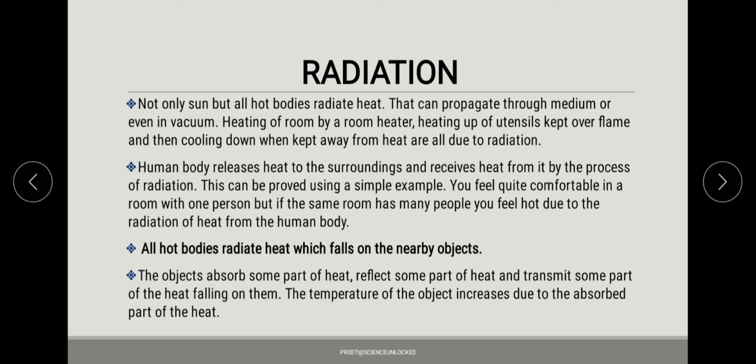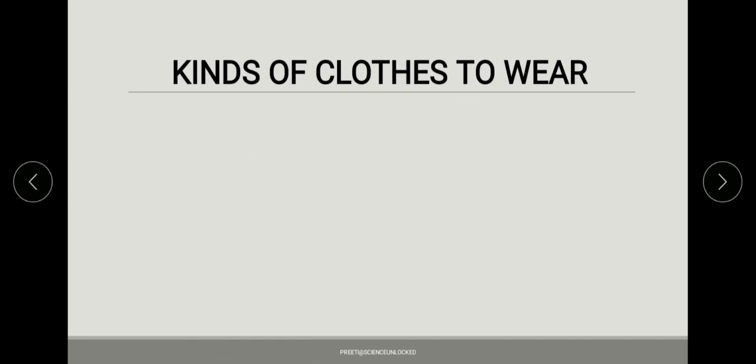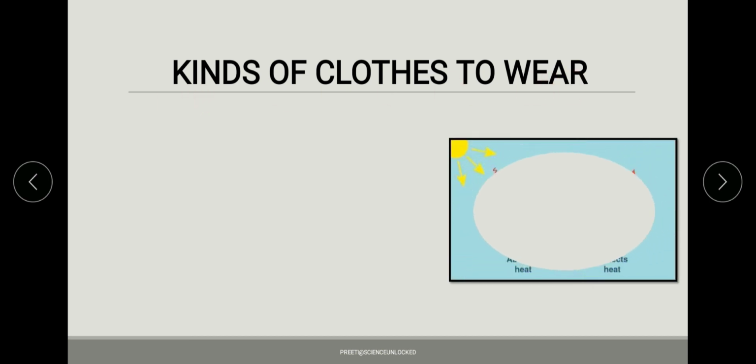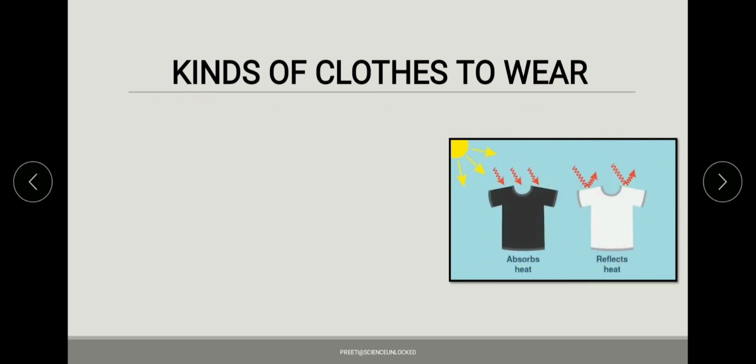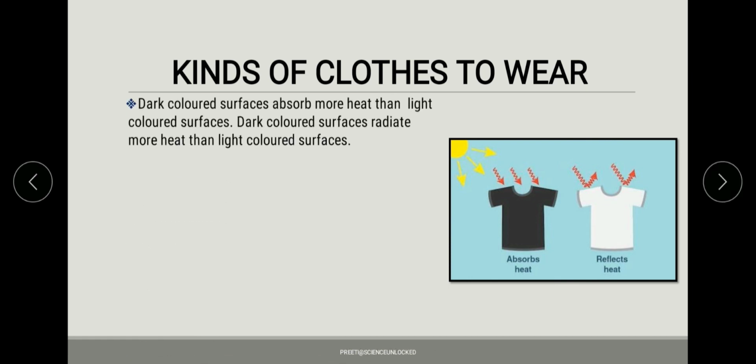Now these were the three modes of heat transfer. The last part of this topic is that all these phenomena or modes of heat transfer are observed with reference to our day-to-day life and day-to-day choices. Like in case of the kinds of clothes we wear, in summers we prefer to wear something of lighter color, so that the cloth will radiate the heat and remove it. It will not lead to absorption by the body.